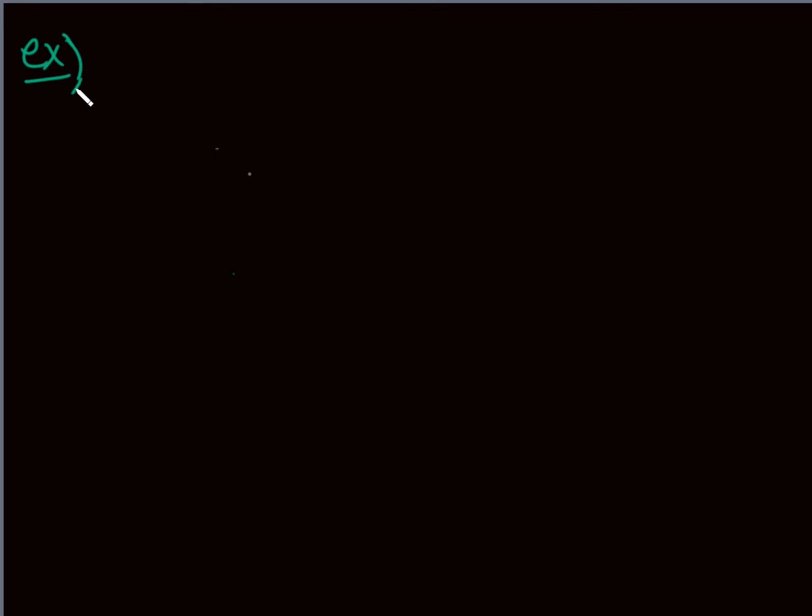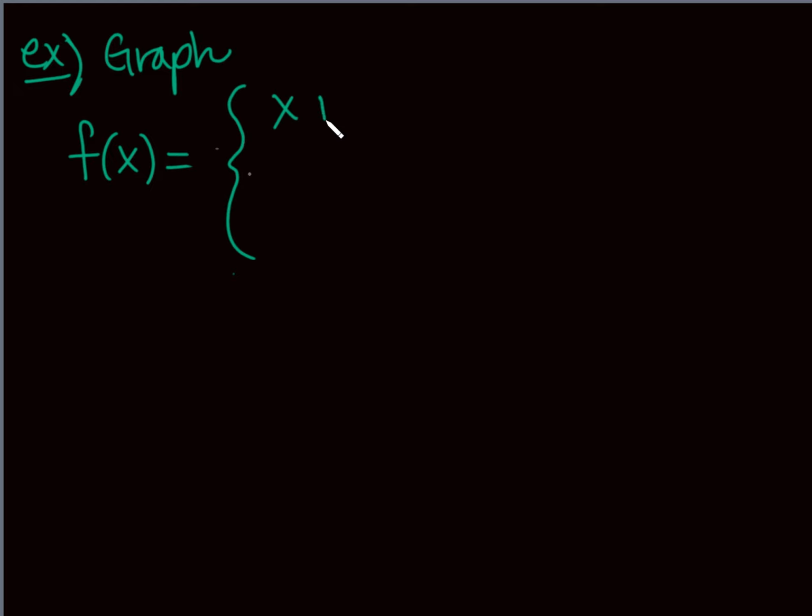Let's look at an example. How would we graph these? Let's see. So I'm going to graph a piecewise function. Let's look at f of x equals x plus 1. And let's have it be x plus 1 as long as x is less than 1.